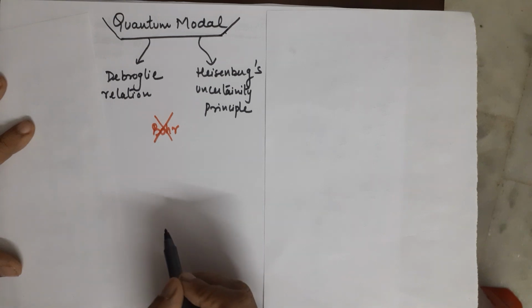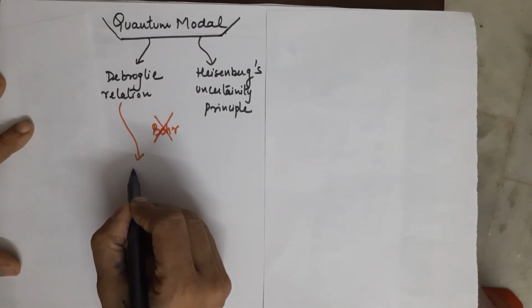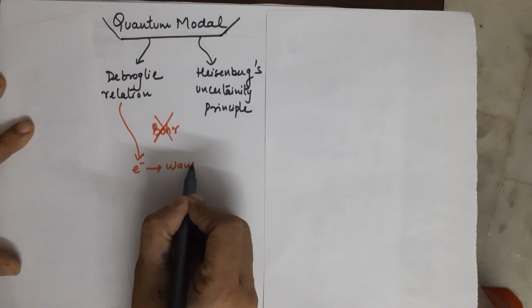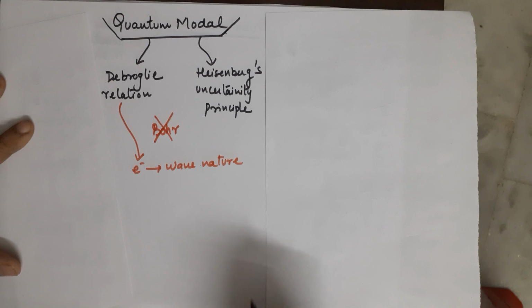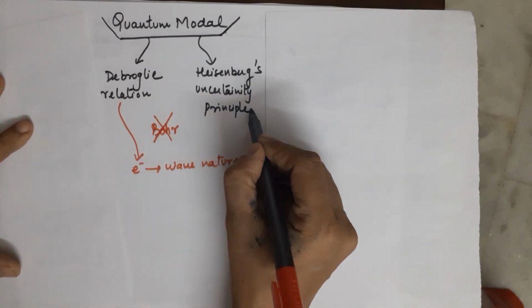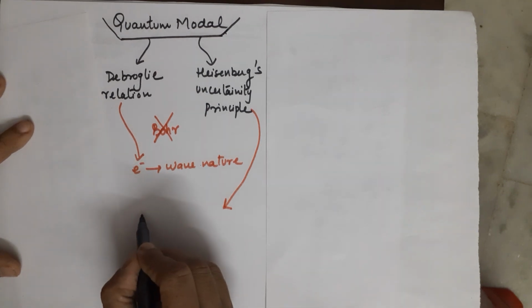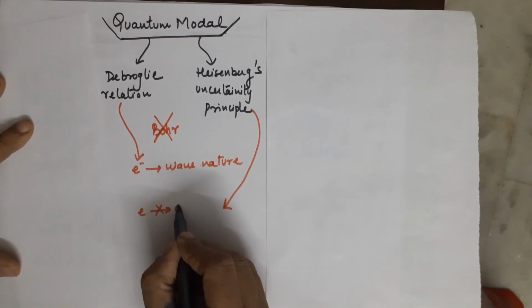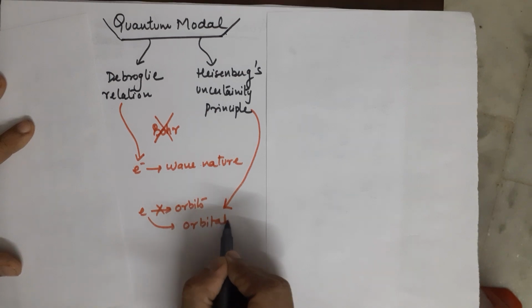And who had rejected the Bohr's model? We had two important achievements done in those days after the Bohr's model. The first was de Broglie's relation, which said that electron has a wave nature. Since electron has a wave nature, which was not taken into account by Bohr, this model was ruled out. The second important blow to the Bohr's model was the Heisenberg's uncertainty principle, which said that electron is not to be found in orbits, it is to be found in something called orbitals.